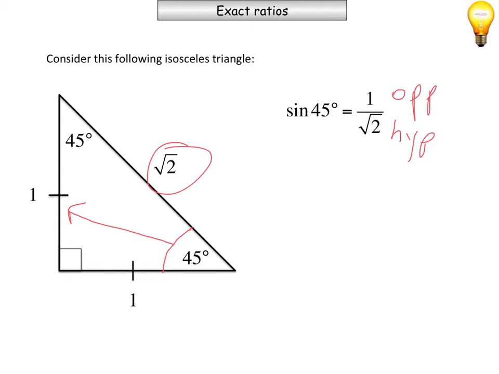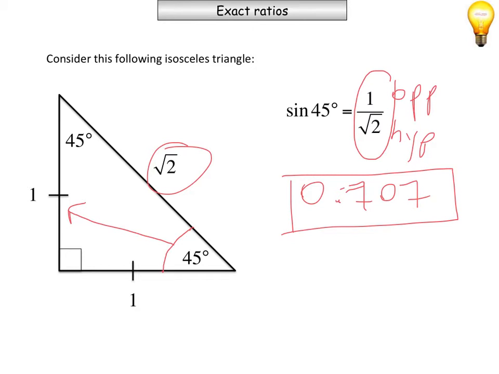If we work that out on the calculator, sine 45 is roughly equal to 0.707. That will give you a decimal answer. It's not exact. This is an exact form, 1 over root 2. We can call it 1 over root 2 or 1 over the square root of 2, and that's in exact form, whereas if we use our calculator, there's an approximation.